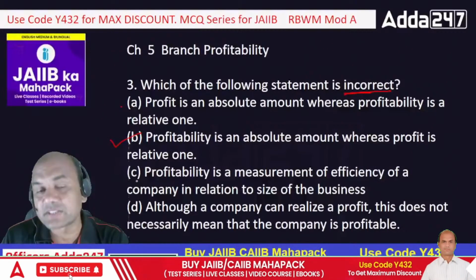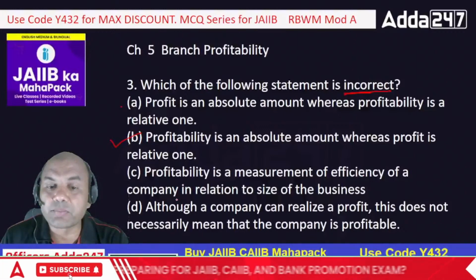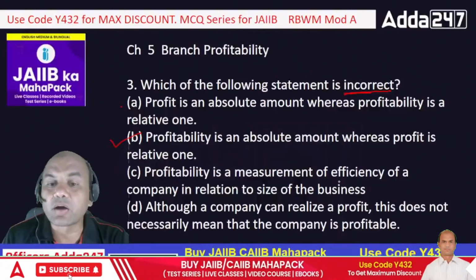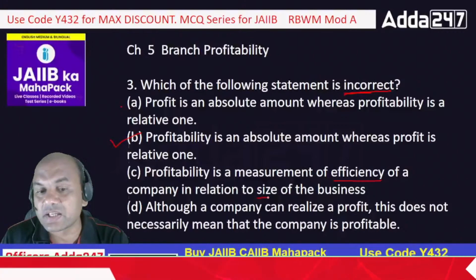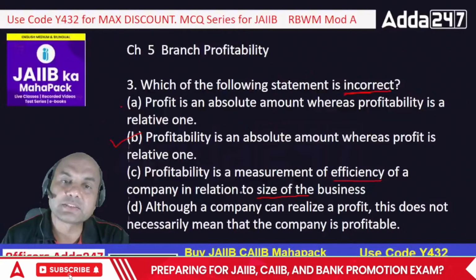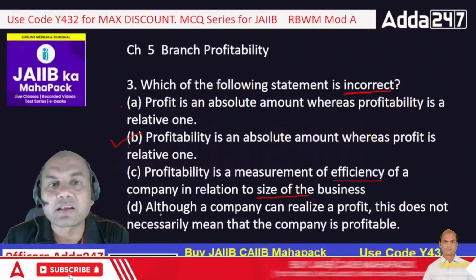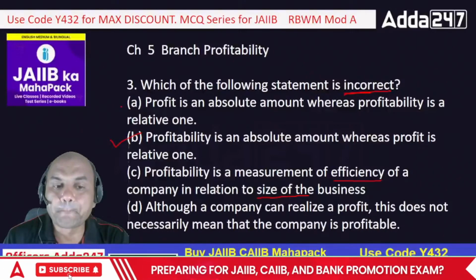But what about C? Let's see. Profitability is a measurement of efficiency of a company in relation to the size of the business. Means how efficient this company is in relation to the size of the business. Size of the business means how big that business is. If I want to compare Reliance, I'll have to compare it with either Tata or Adani or any other groups. I can't compare them with a local company. So, size of the business.